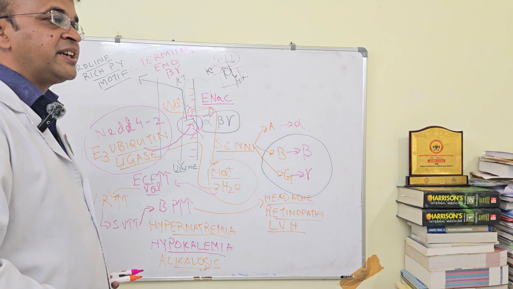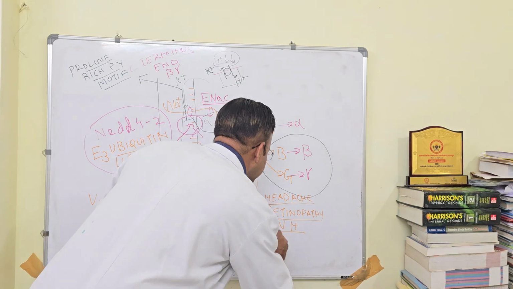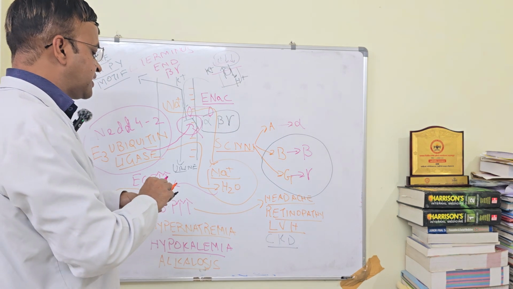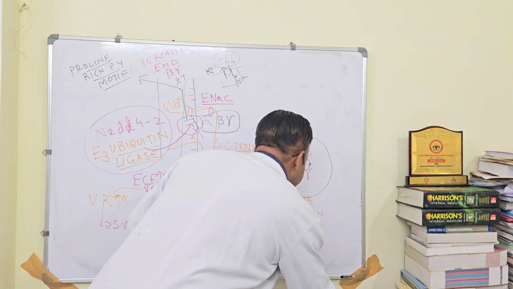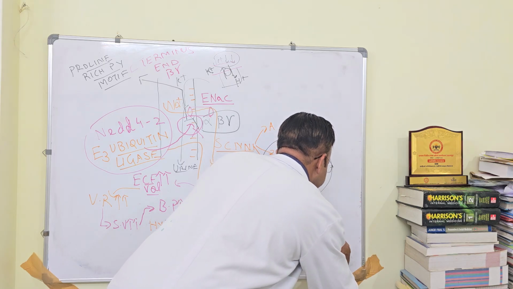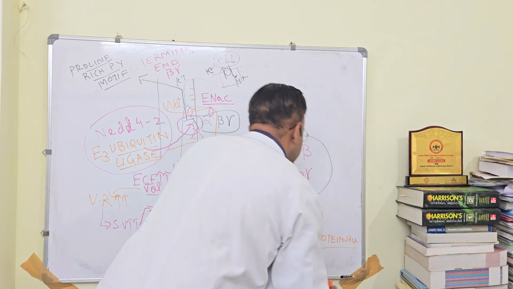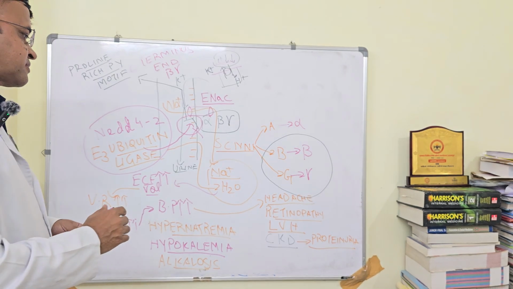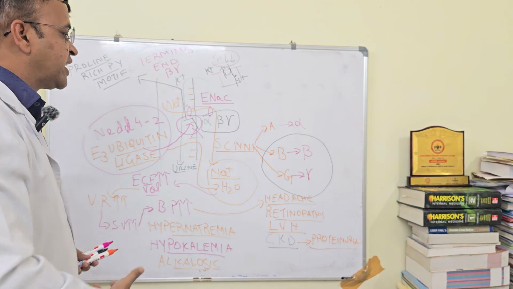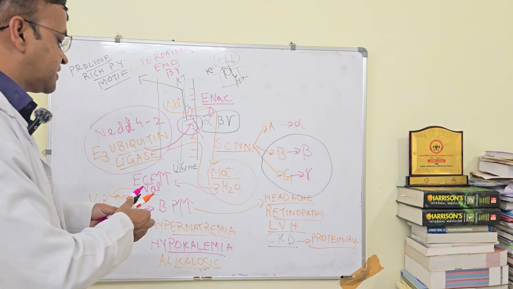What else? It can damage kidneys, so it can lead to chronic kidney disease, right? Chronic kidney disease we can write. And what can chronic kidney disease lead to? It can lead to proteinuria, right? Proteinuria. First of all, headache, retinopathy, left ventricular hypertrophy, and chronic kidney disease leading to proteinuria. Left ventricular hypertrophy can further lead to arrhythmias, right?